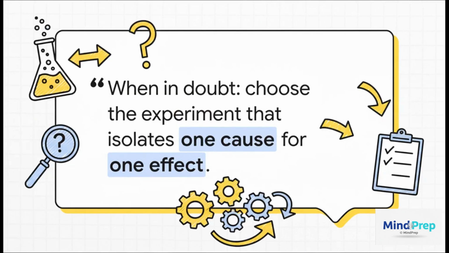So please, let this be your mantra for the ACT science section. If you ever feel stuck, just take a deep breath and ask yourself, which one of these answer choices does the best job of testing just one thing at a time? Find the one that isolates one cause for one effect.